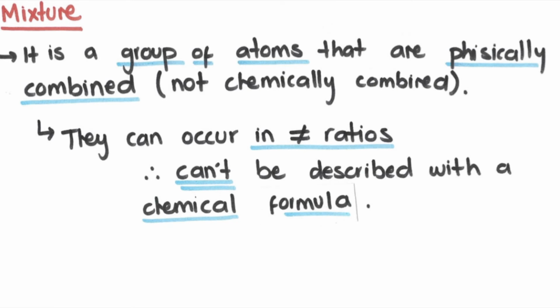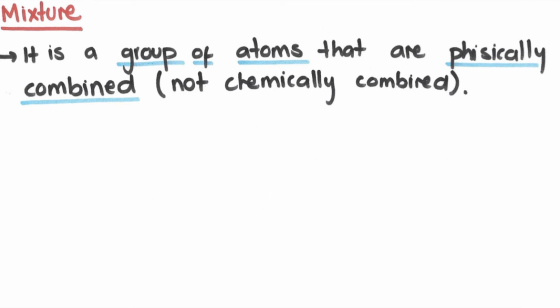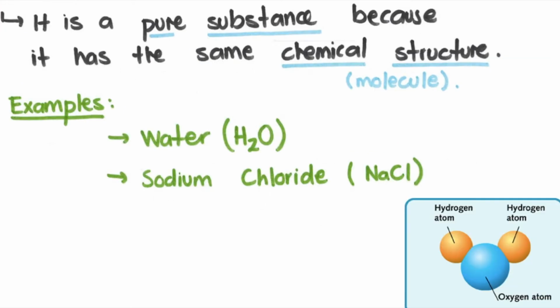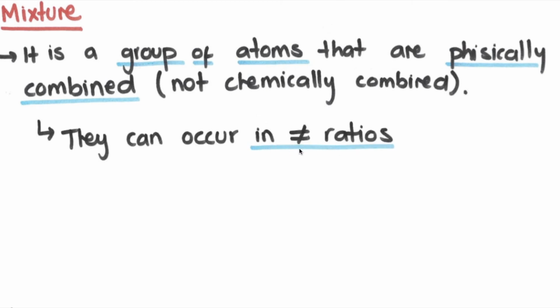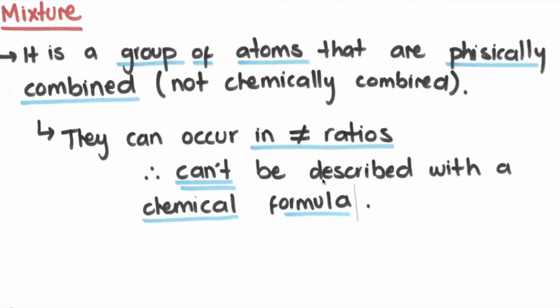Therefore, a mixture can't be described with a chemical formula because they occur in different ratios. We can't use what we used before here, these formulas that we have here. These formulas cannot be used because in a mixture there are different ratios. Okay, fantastic. I'm going to stop this video here and I'm going to continue in another one.